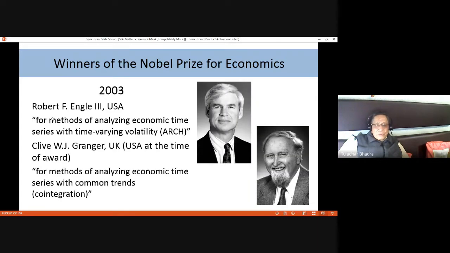2003, Robert Engle from the USA, for methods of analyzing economic time series with time-varying volatility. Clive Granger, UK, he was in the USA at the time of the award, for methods of analyzing economic time series with common trends. So this was the first time that the Nobel Prize was given for two different themes at the same time. Okay, in earlier cases, even 2-3 people shared it, it was for the same theme, working on the same process.